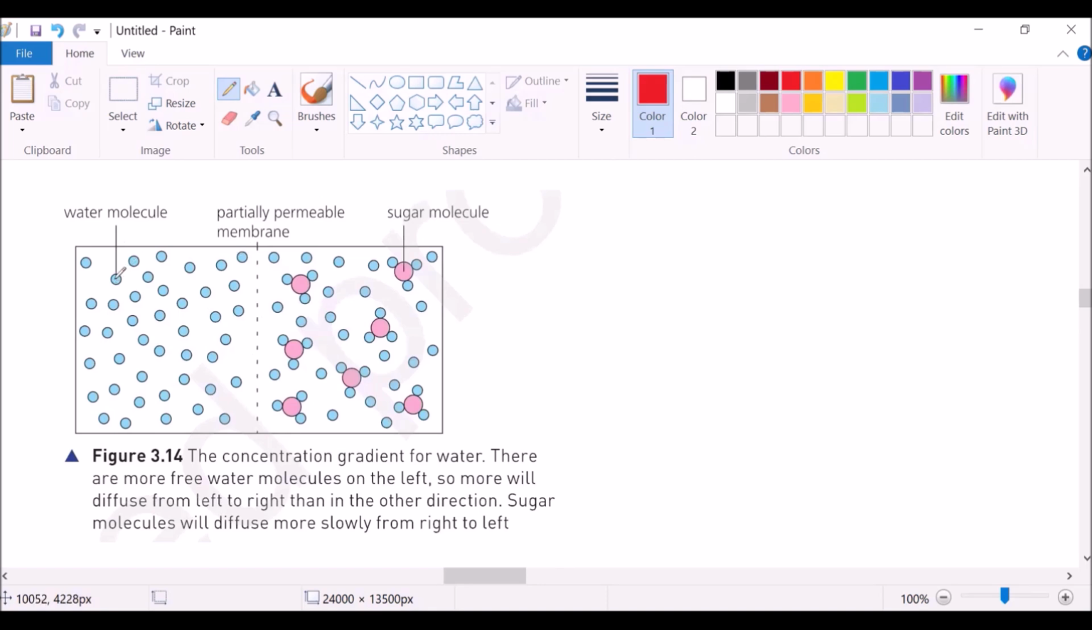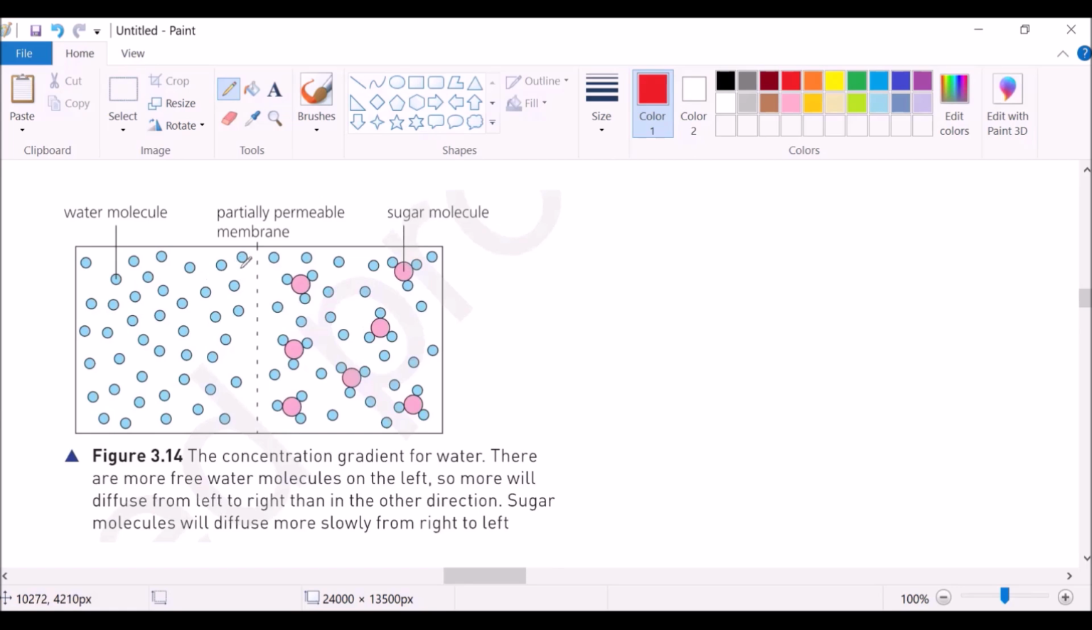The circles in blue represent water molecules, which can pass through the semi-permeable membrane, and the red circles represent sugar molecules, which are larger molecules that cannot pass through the membrane. And we can see that here there is a high water concentration, here there is a low water concentration.